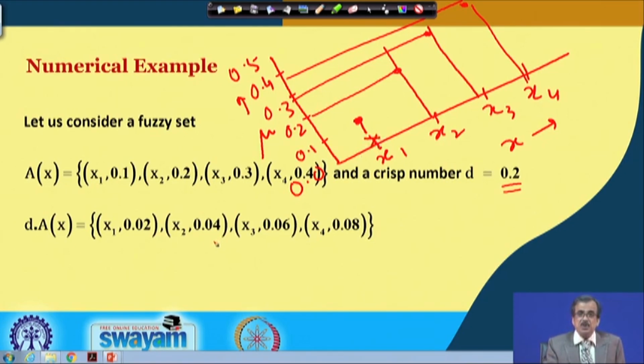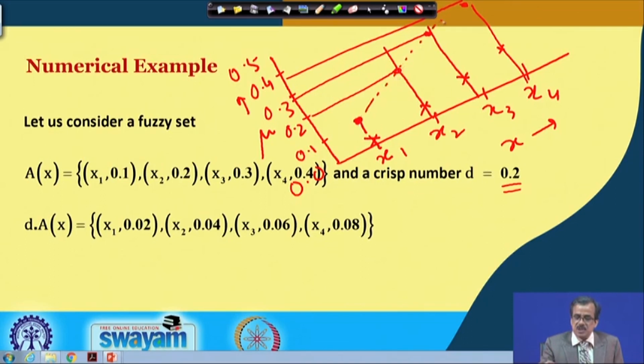Then corresponding to x2, I will be getting 0.04, so I might be here. Corresponding to x3, I will be getting 0.06, so I might be here, and corresponding to x4, I have got 0.08, so I could be here. Now, the original fuzzy set, the discrete fuzzy set, is something like this.